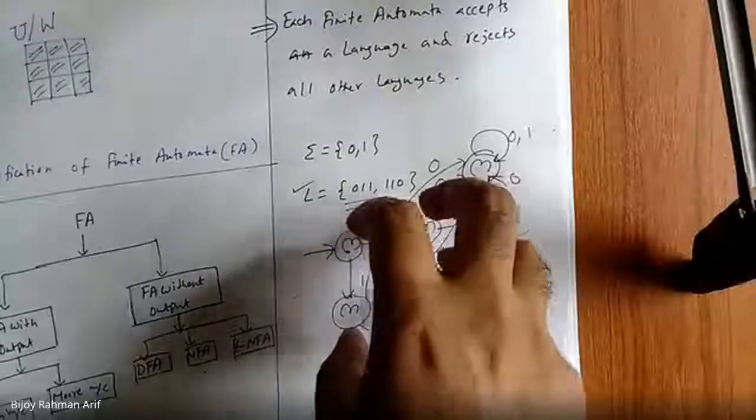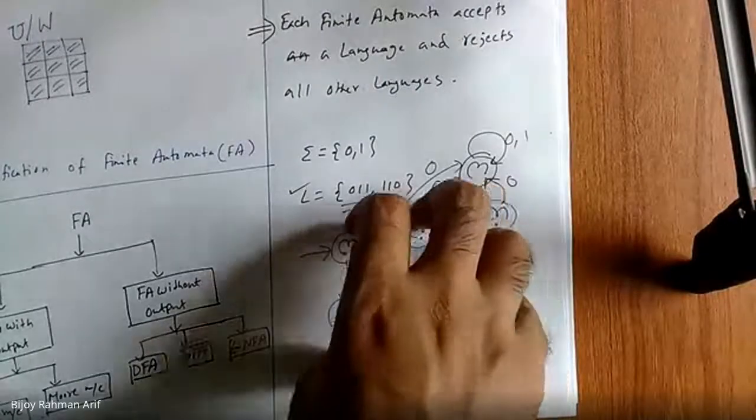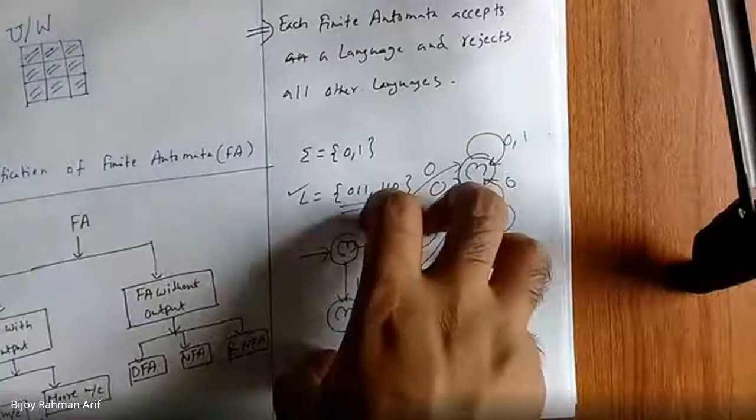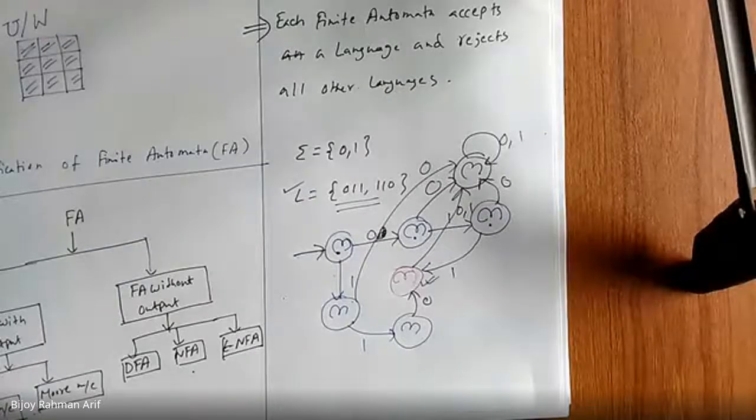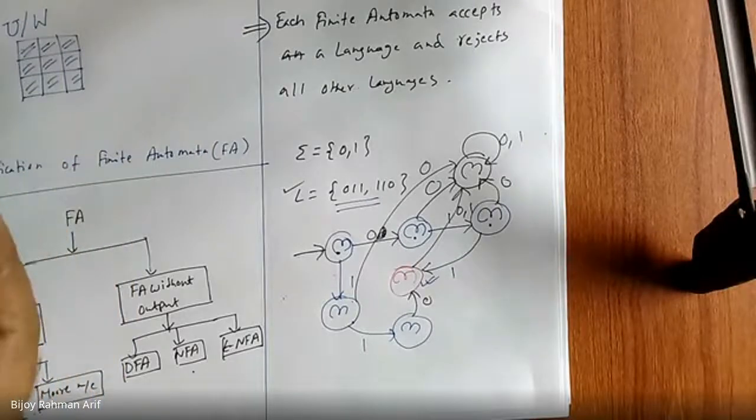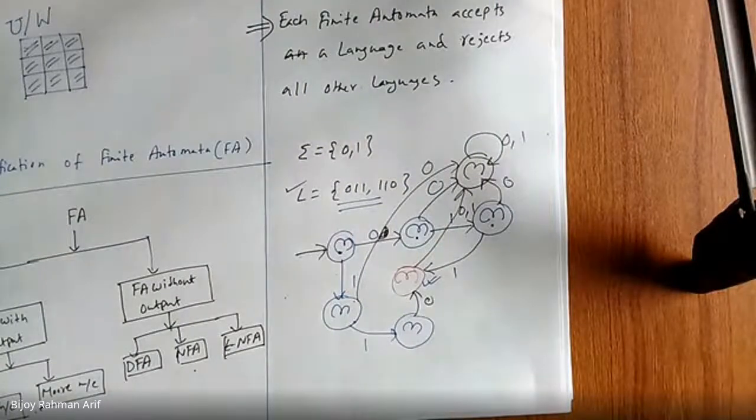Sir, in the language, if we have 0110, then how can we reach the end of the circuit, and can we identify that? Then we have to change the wiring and incorporate more lights. For this one, it might be the answer. But if your language is different, we have to come up with different wiring, different number of lights, different circuit. That's what I'm talking about. Each finite automaton accepts only one language and rejects all other languages.